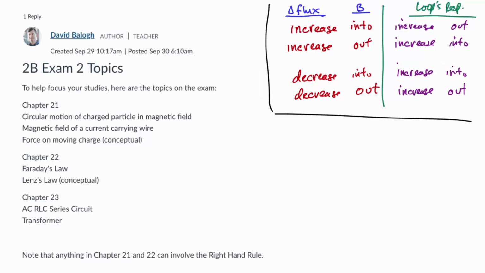I only have 7 questions I can ask. So I was probably trying to decide between circular motion, force on a charge, and force on a wire. And it looks like I decided to move the force on a moving charge to a conceptual question and then do circular motion.